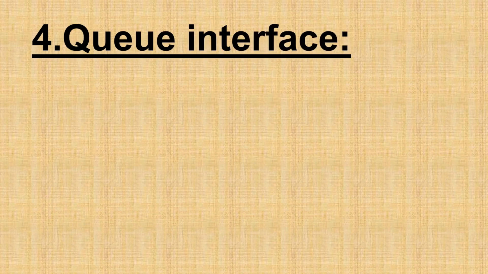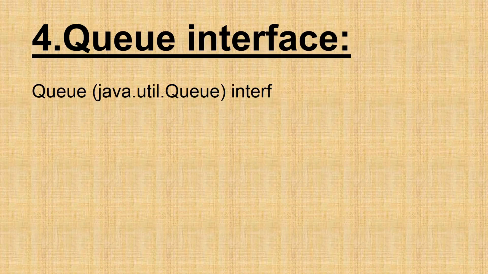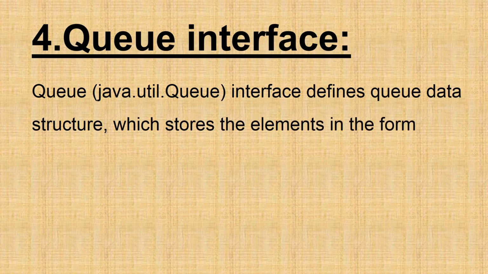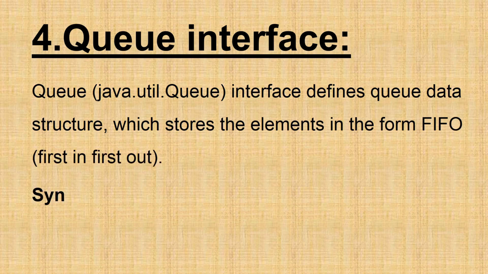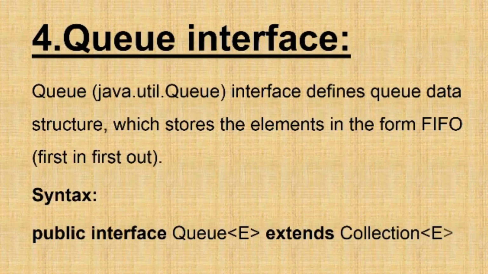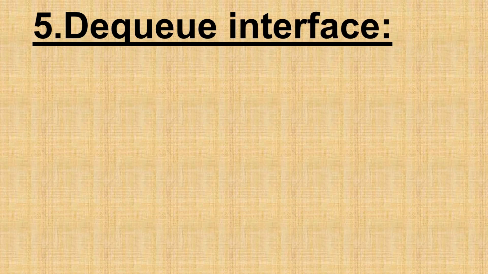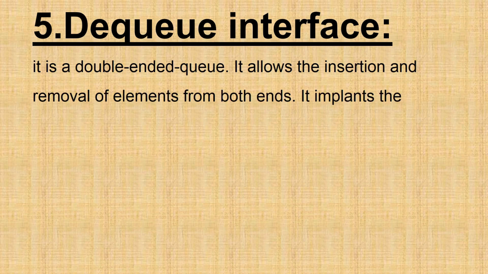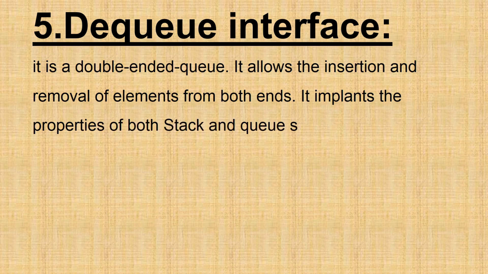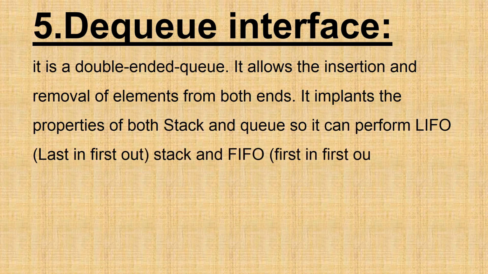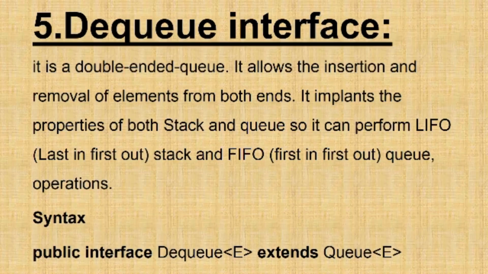Queue interface. Java.util.queue interface defines queue data structure, which stores the elements in the form FIFO, first in first out. Consider the following syntax. Deque interface. It is a double-ended queue. It allows the insertion and removal of elements from both ends. It implements the properties of both stack and queue, so it can perform LIFO, last in first out, stack and FIFO, first in first out, queue operations. Consider the following syntax.